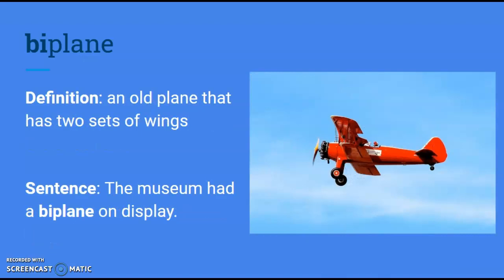A biplane is an old plane that has two different sets of wings. You can see here there's a set on the top and a set on the bottom. The museum had a biplane on display.